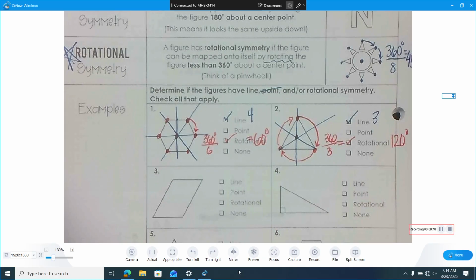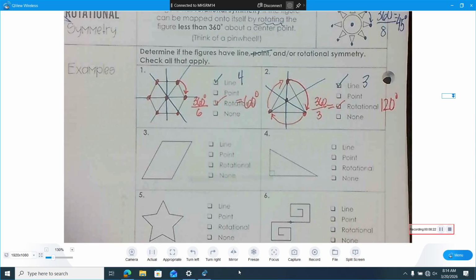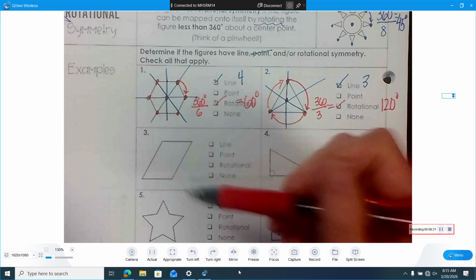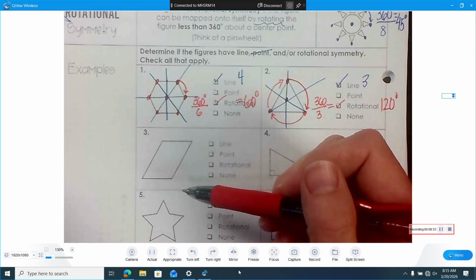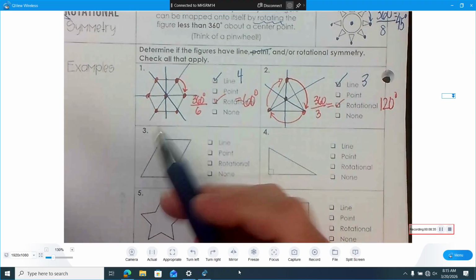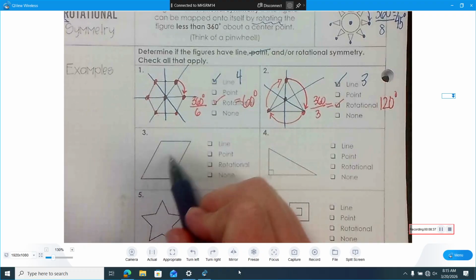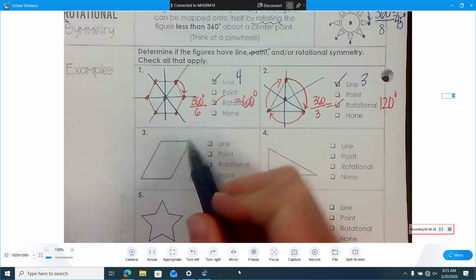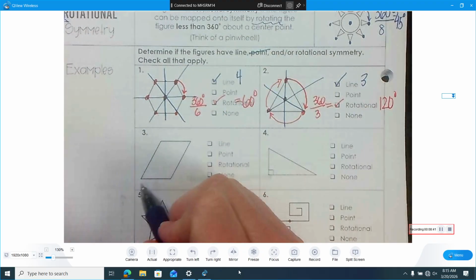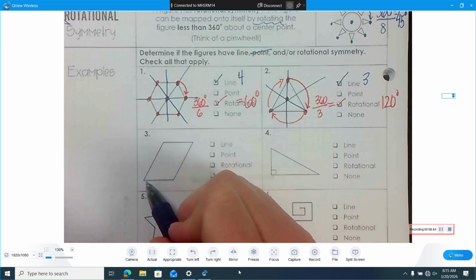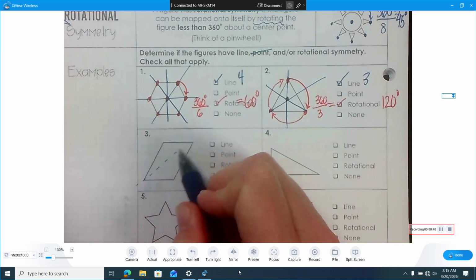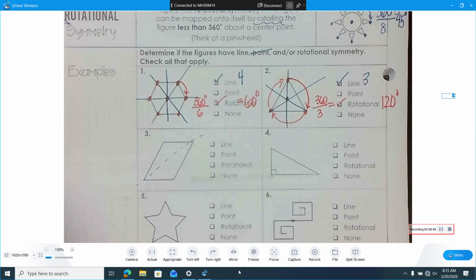Number 3, does it have line symmetry? Yes. No, it doesn't. Well, yes, it does. So you think that if we go from this corner to this corner? Yeah. Okay. Both corners. So interesting. Okay. So imagine if we did this line right here, and you were to fold it.